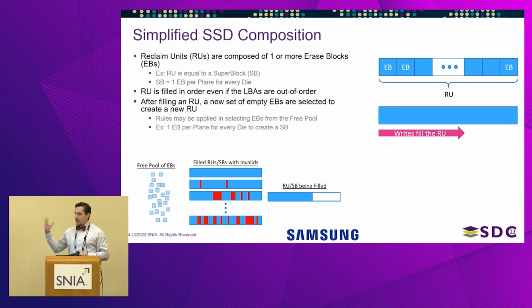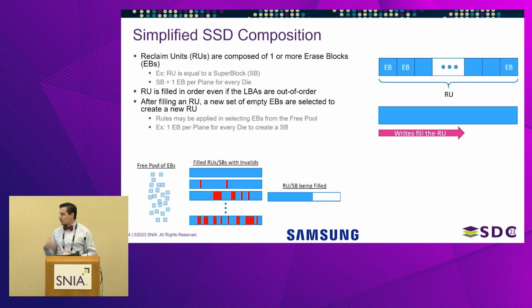Because I have some visualizations later, I think it's also useful to connect what happens in conventional drives. So this here, even before we get into FDP, is a view of what we implement inside the drive pretty commonly. We will have this free pool of erase blocks. We gather those erase blocks together, we create a superblock, and so we have that RU or superblock, since they're equivalent in this presentation, being filled.